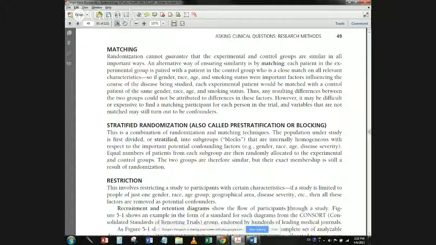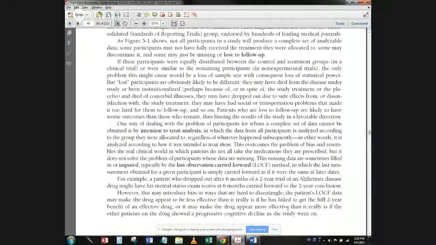Recruitment and retention diagrams show the flow of participants through a study. Figure 5.1 shows an example in the form of a standard for such diagrams from the Consort group. That's the Consolidated Standards of Reporting Trials group, endorsed by hundreds of leading medical journals. As figure 5.1 shows, not all participants in a study will produce a complete set of analyzable data. Some participants may not have fully received the treatment they were allocated to. Some may discontinue it, and some may just be missing or lost to follow up.